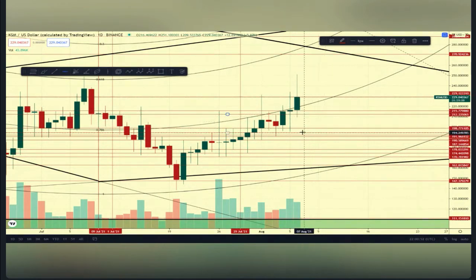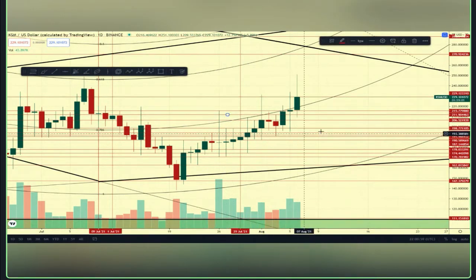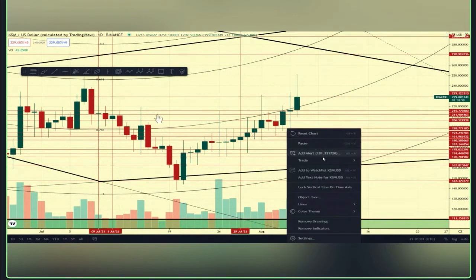Mm-hmm. Alex, you're cluttering the chart. Yes, I'm exaggerating. Someone is showing.